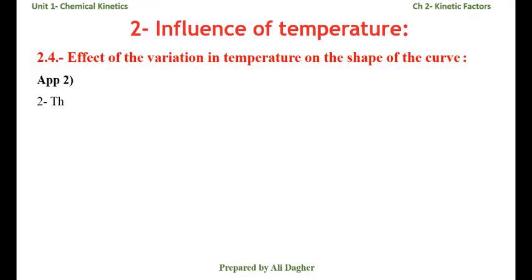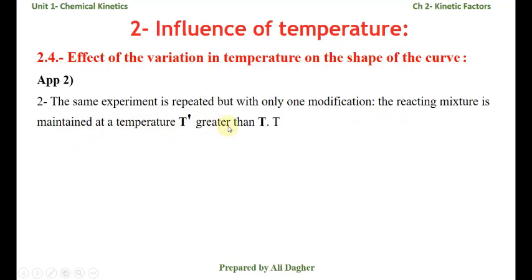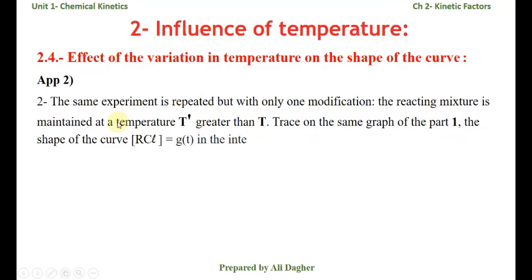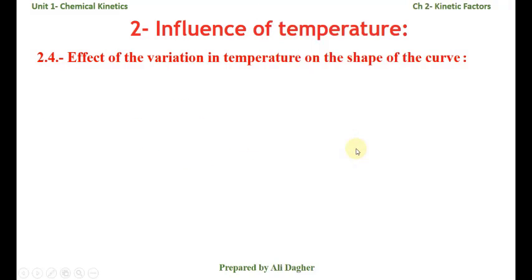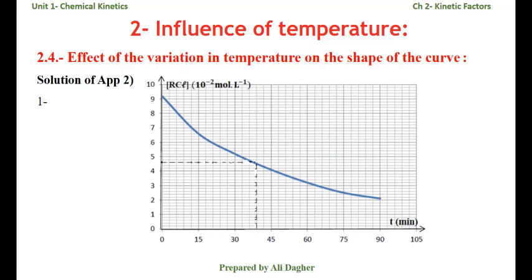Part 2. The same experiment is repeated, but with only one modification. The reacting mixture is maintained at a temperature T prime greater than T. Trace on the same graph of part 1 the shape of the curve concentration of reactant equal G(t) in the interval of time 0 to 90 minutes. Justify. Solution. This is the curve concentration of RCl equal F(t).